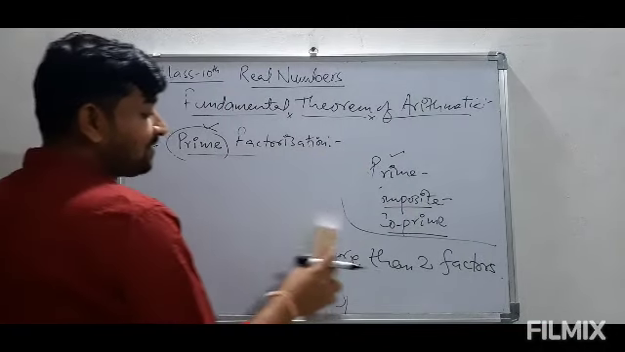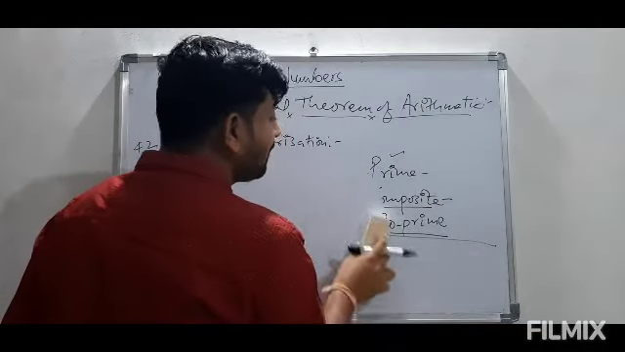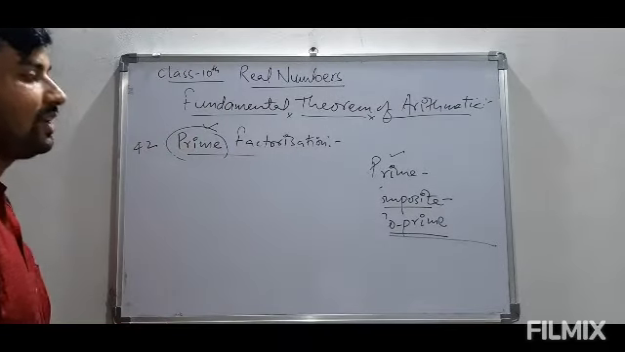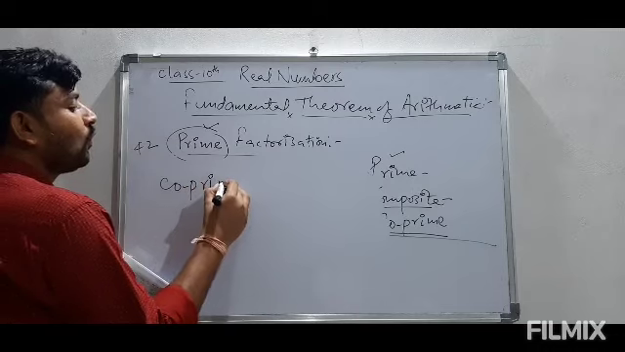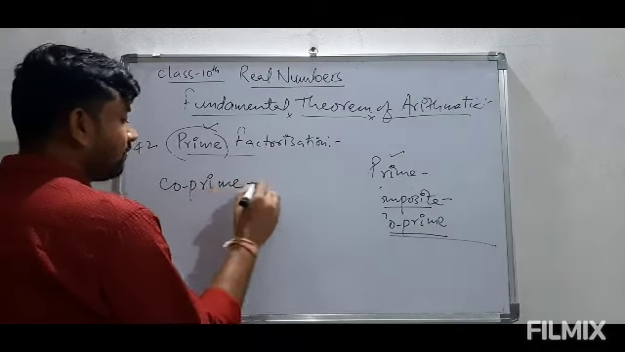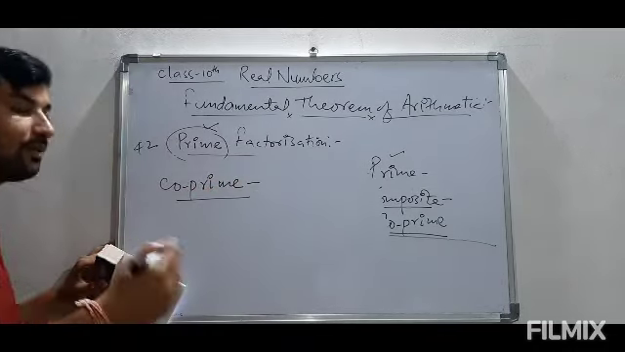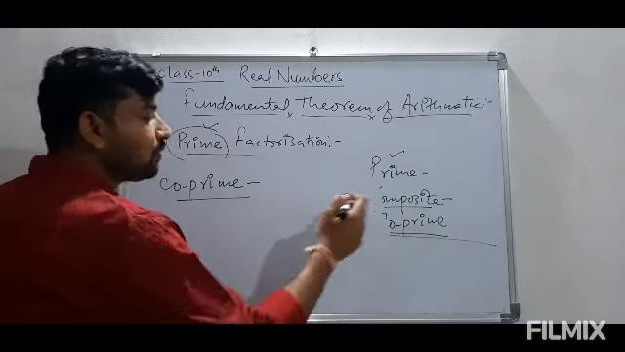As the name suggests, there should be some prime numbers, but it is not like that. Co-prime numbers can be non-prime numbers, means they can be composite also.